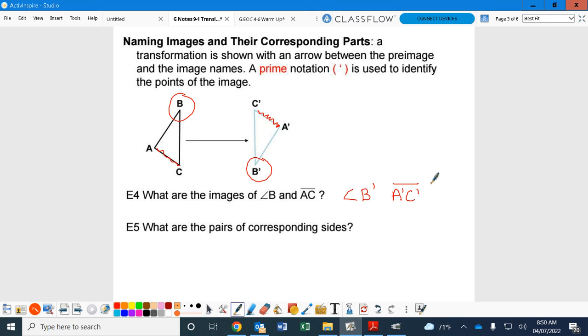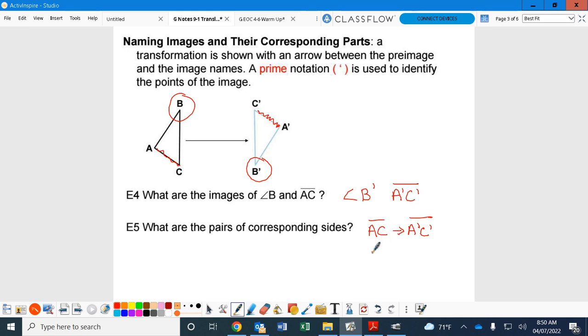And then it says, what are the pairs of corresponding sides? So let's start with an easy one, guys, because they already did one for you. AC we already did. AC, right here, is going to correspond to what? A prime, C prime. Yeah, A prime, C prime is how you say it. Let me try writing that again. A prime and C prime. There you go. And usually they write an arrow in between because you're going from the pre-image to the image.